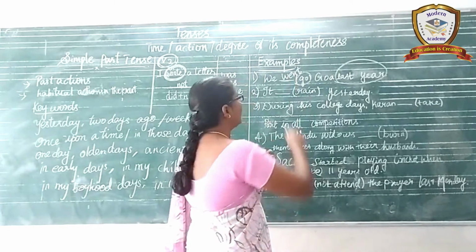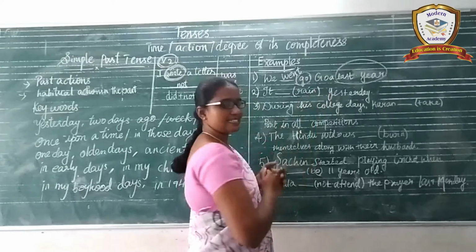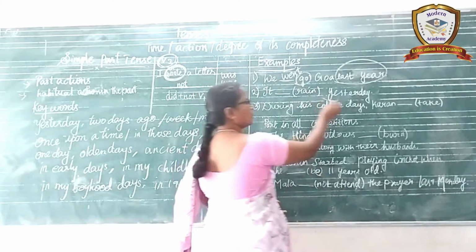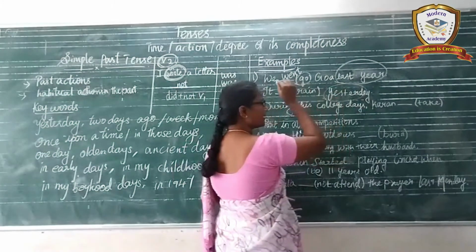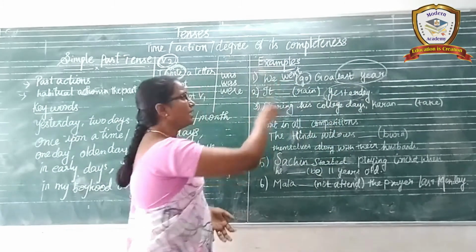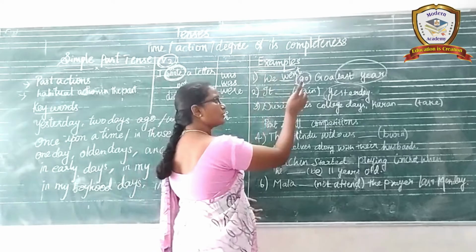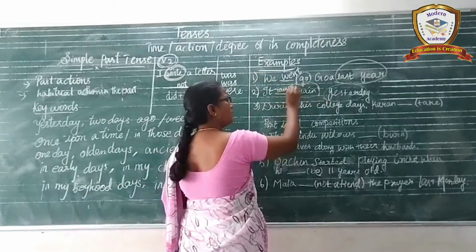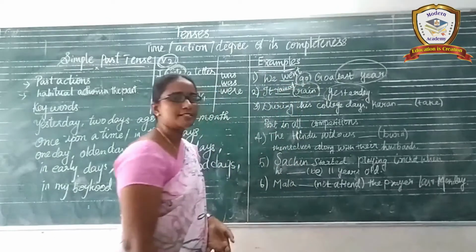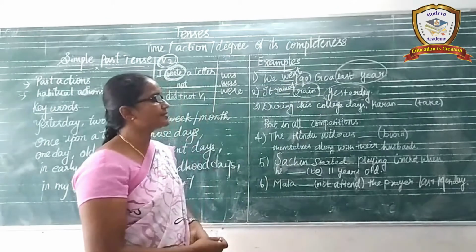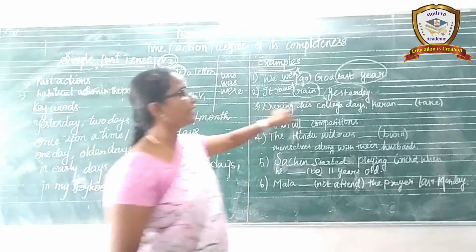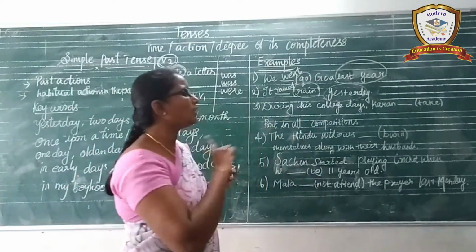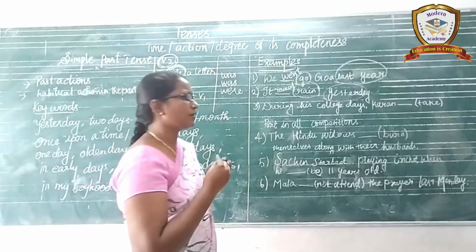And the next one. It rained yesterday. Yesterday, the action which happened in the past. Yesterday is a clue word for past tense. How to write the simple past tense verb? V2. Rain, past form: rained. Do you all understand, children? And the third question is a very interesting question. During his college days, Karan dash take part in all competitions.